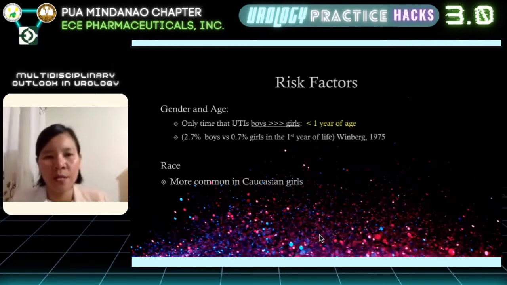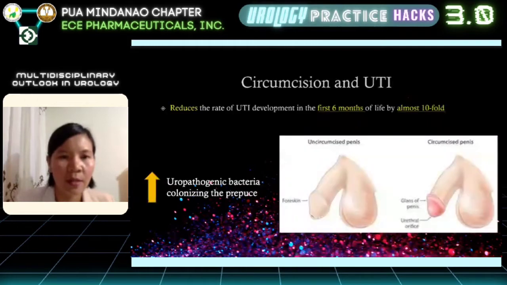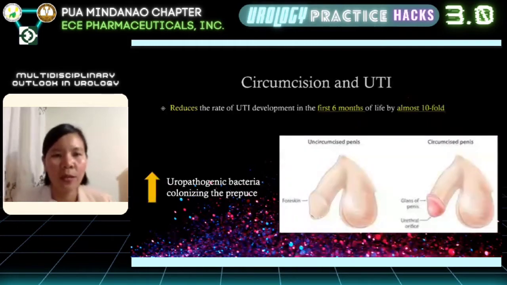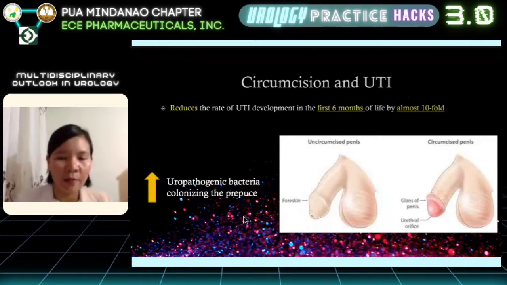UTI occurs in all races, but it appears more commonly in Caucasian girls as compared with the other races. How about circumcision and UTI? Circumcision reduces the rate of UTI development in the first 6 months of life by almost 10-fold. This is because it is during the first 6 months of life that there is an increased amount of uropathogenic bacteria colonizing the prepuce. And this colonization appears to decrease and resolve by 5 years of age.